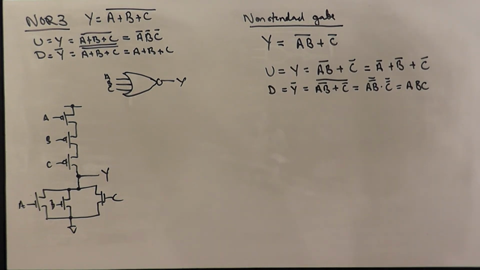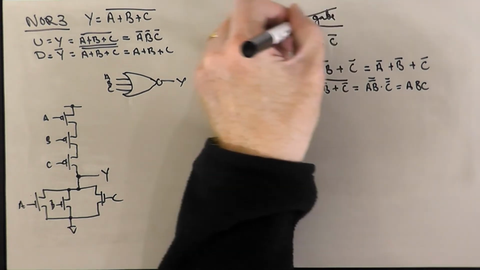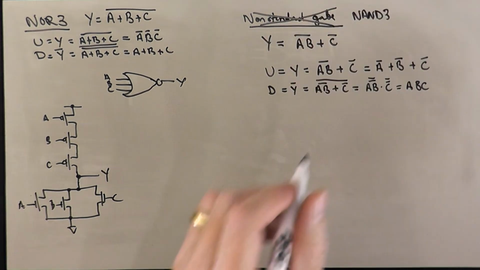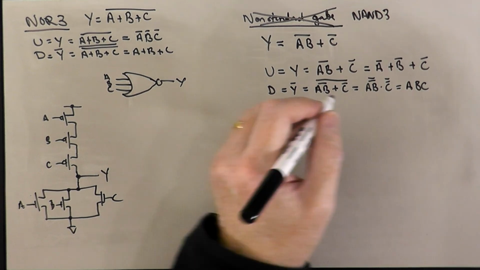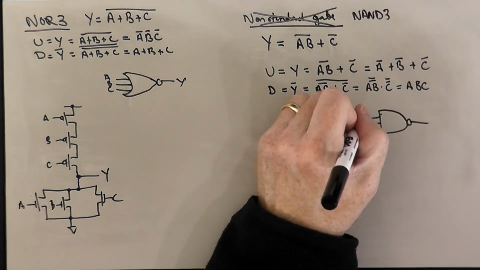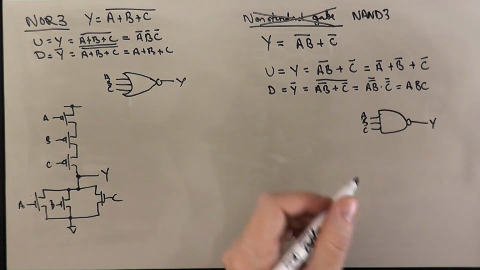So I may have just fooled myself, because this turns out to be probably a pretty standard gate. This is a NAND gate. This is a NAND 3 gate. Yeah. So this is not a non-standard gate. This is NAND 3. Sorry about that. So a NAND 3 would be something like this: A, B, C, Y. And so our pull-up network is going to be 3 transistors in parallel.